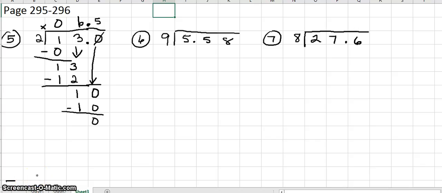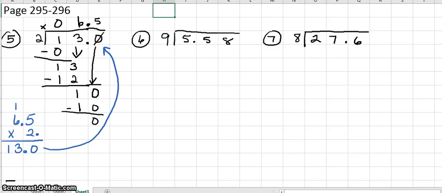I now need to check my answer. I'm going to take my quotient, that's my answer to the problem, and my divisor, the number on the outside, and multiply them together to see if it equals my dividend. 5 times 2 is 10. Put my 0 down, carry my 1. 2 times 6 is 12 plus 1 is 13. I have one number behind the decimal, so one number would be behind the decimal in my answer, and I check to see if they match. Sure enough, they match. So I believe that my answer is 6 and 5/10.